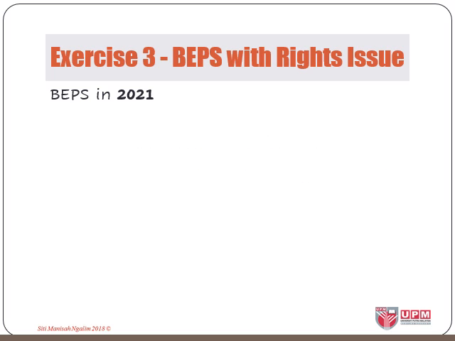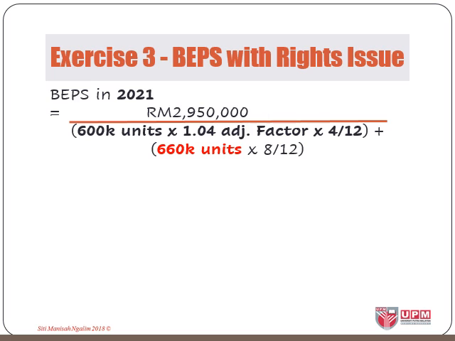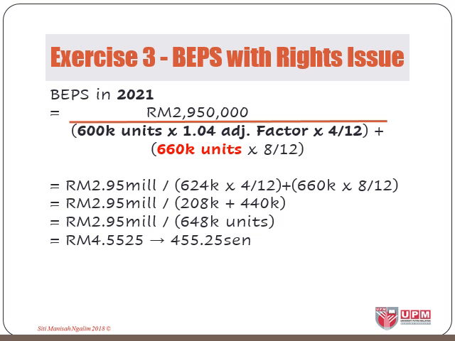For the year 2021, we have 600,000 units of shares at the beginning of the year, and that lasts for 4 months. And after the exercise, the total amount increased to 660,000 units of shares for 8 months in the year. For the original amount of 600,000, we need to multiply that by the adjusting factor to recognize the bonus elements of the rights issue, which need to be treated as if it has been there since the earliest period presented, thus also adjusting the shares in 2020 in the previous slide. So from this, we get 4 ringgit and 55 cent EPS.